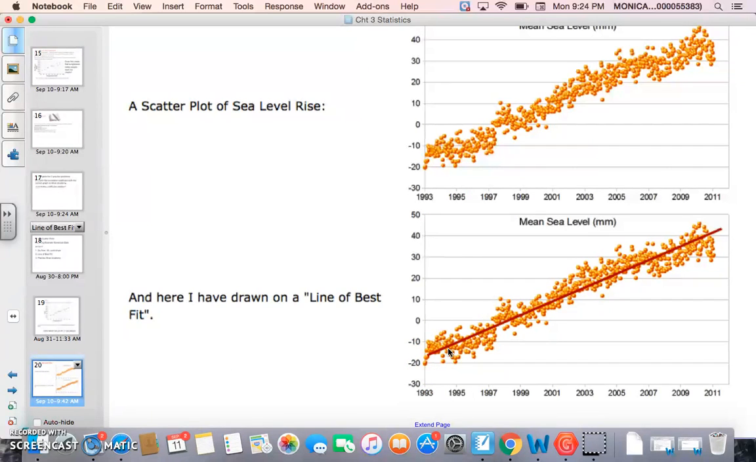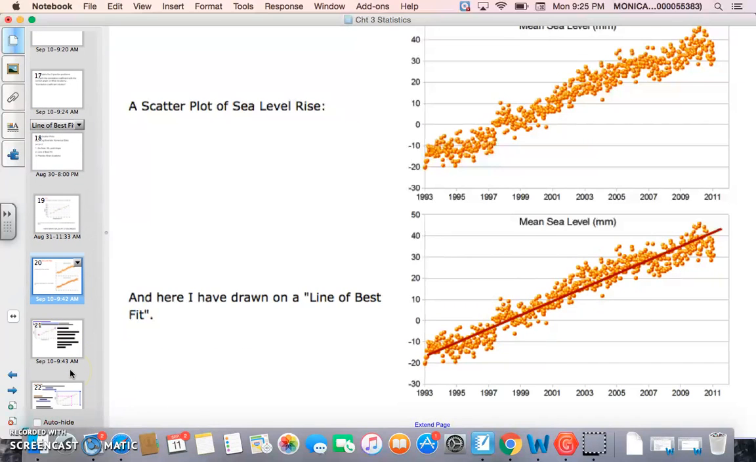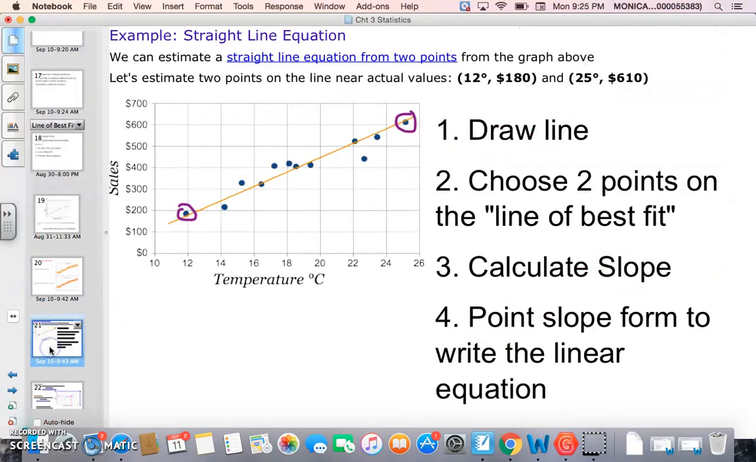Again, you're going to want to try to even it out and have as many data points on top of your line of best fit as you do on the bottom. So I would say that's a good estimate for what the line of best fit should look like. So that's step one, being able to draw a line through your data. You might want to use a straight edge to do so, or a ruler.